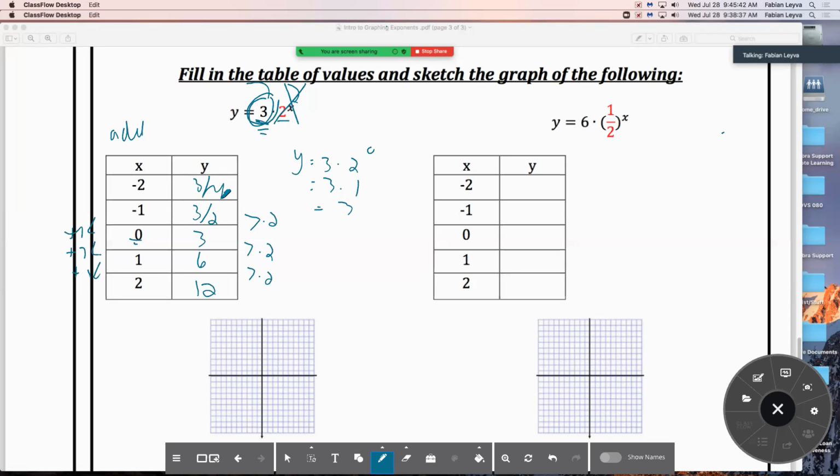So if I were to graph this, 0 and 3 is right over here. 1 and 6 is roughly about there, and then 2 and 12 is somewhere way out there. Negative 1 and 3 halves seems about right there, and you'll notice that that's pretty much enough to draw my graph there.